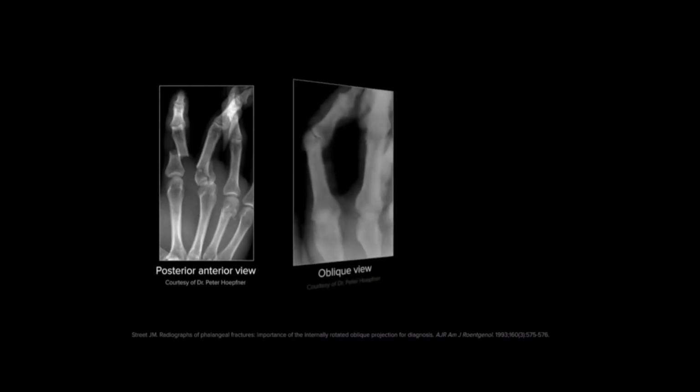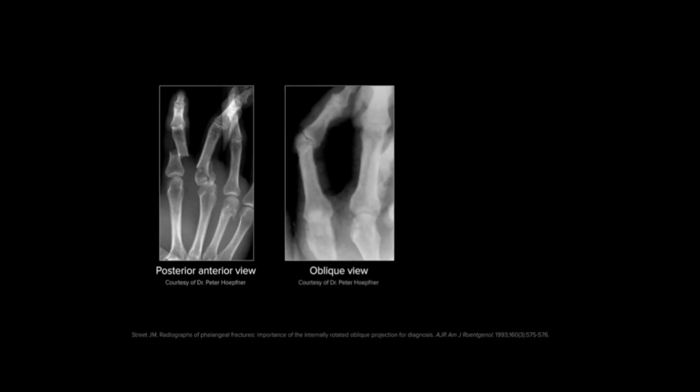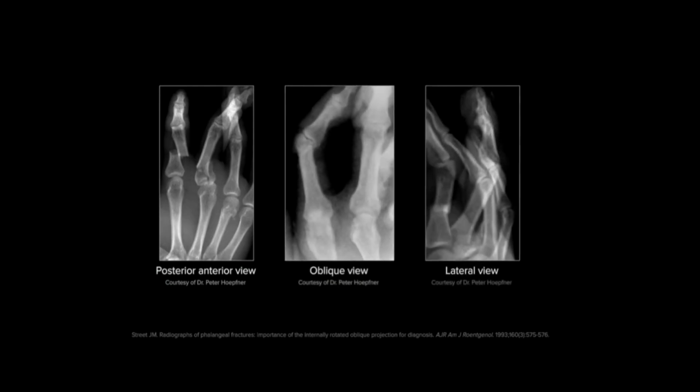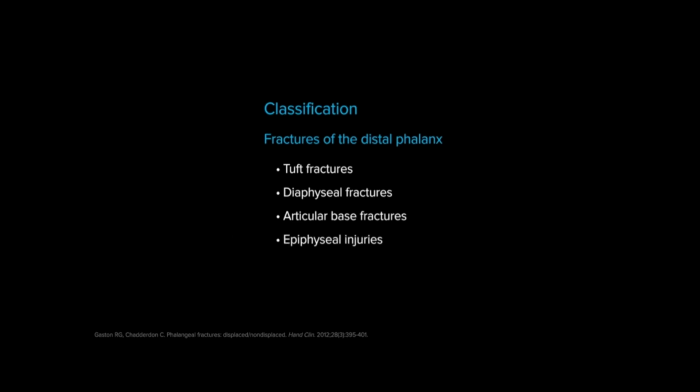The radiographs to assess phalangeal fractures are the posterior-anterior view, the oblique view, used especially for fractures of the head, and the lateral view. Examine the radiograph for angulation, rotational alignment, and shortening. Fractures of the distal phalanx can be divided into tuft fractures, diaphyseal fractures, articular base fractures, epiphyseal injuries, and tendon avulsions.